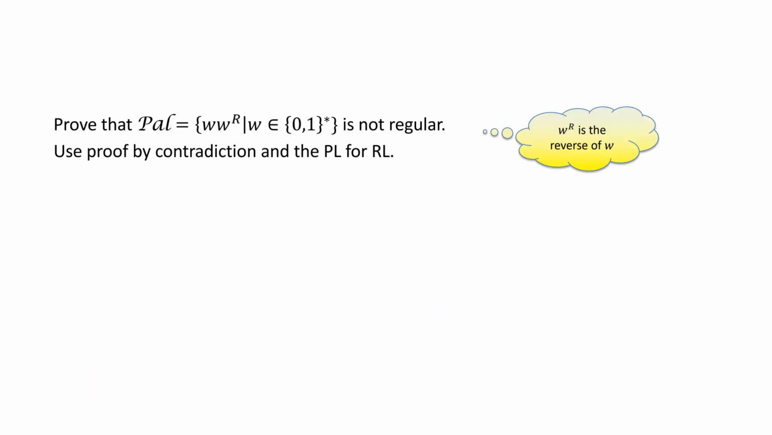So what I'll leave for you is this exercise, which is this language of palindromes, which is W followed by the reverse of W for W in {0, 1} star, and show that it's not regular. So this is palindromes where you have an even number of letters total. So again, use the proof by contradiction and the pumping lemma for regular languages, following a similar system that we had before. That's all I have for now.